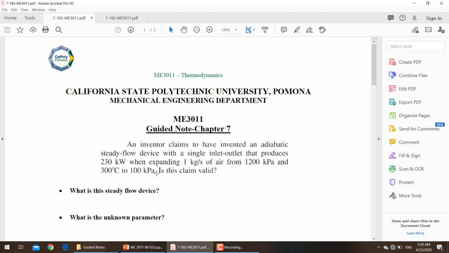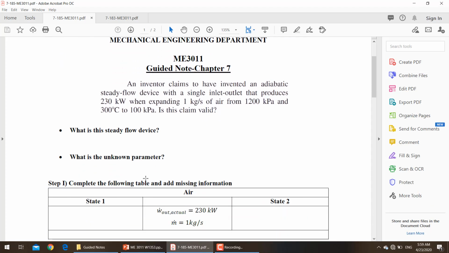For the second one, what is the unknown parameter? I just discussed two applications for isentropic efficiency. The first one: we can verify this claim if we calculate the isentropic efficiency of this turbine. If you calculate the isentropic efficiency, then you can make a decision on whether this claim is valid. So this is a turbine, and we need to calculate the isentropic efficiency.